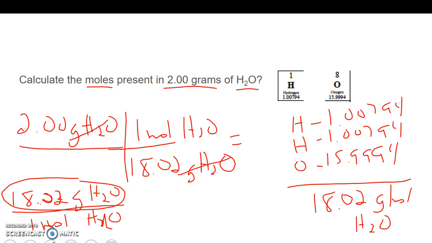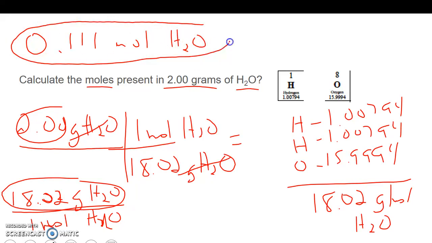So I take 2 and I divide it by 18.02. When I do my math, I get a big decimal number, but when I round it, and you can do this on your calculator, I get 0.111. I want to round to 3 sig figs, which I did, moles H2O, and that is my final answer.